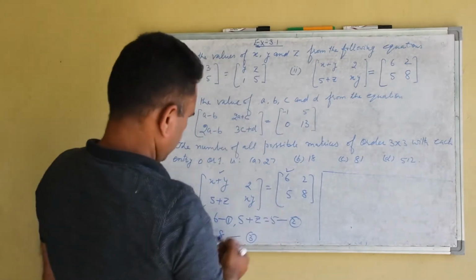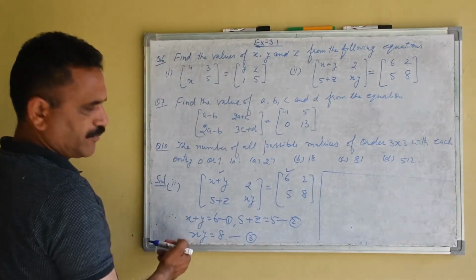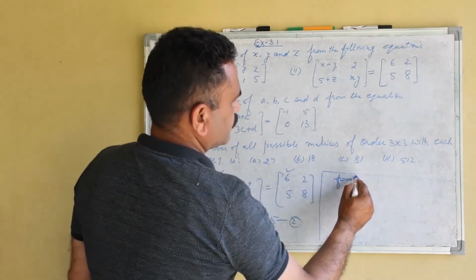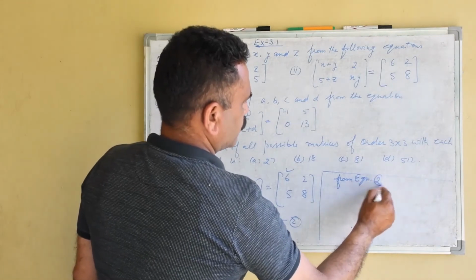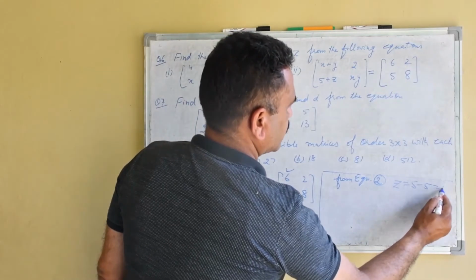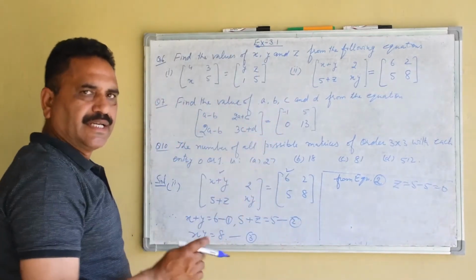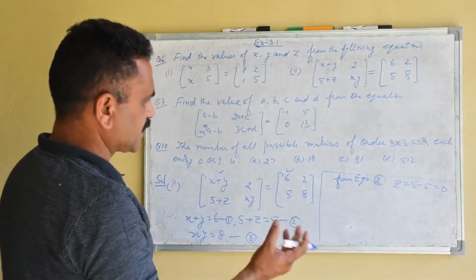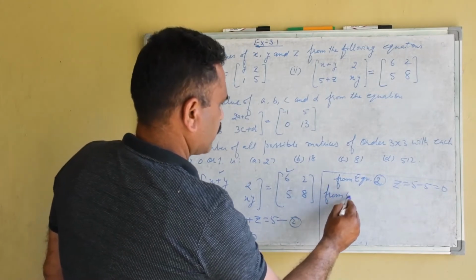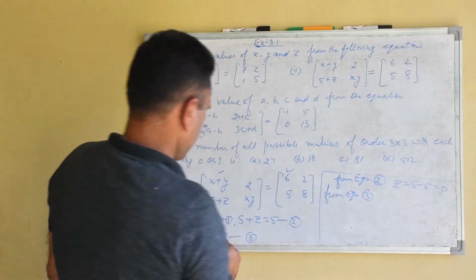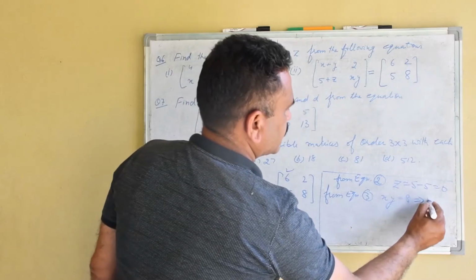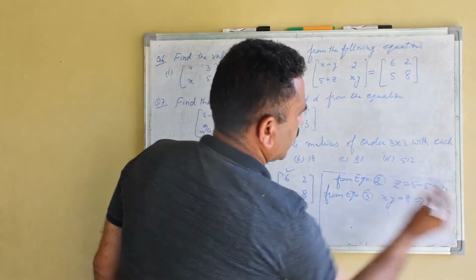So from 1 and 3 we can get the value of x and y, and from 2 we'll get the value of z. So from equation 2, z is equal to 5 minus 5 is equal to 0. We transpose this 5 to the right side, and when we transpose the term, there will be a change in sign. Next, from equation 3, xy is equal to 8. So this implies y is equal to 8 by x.